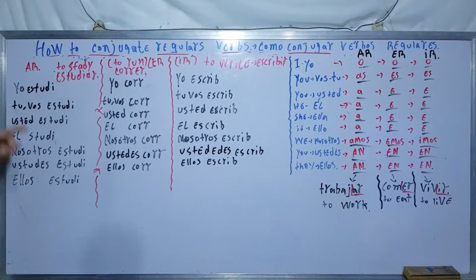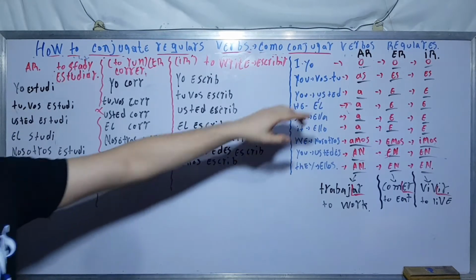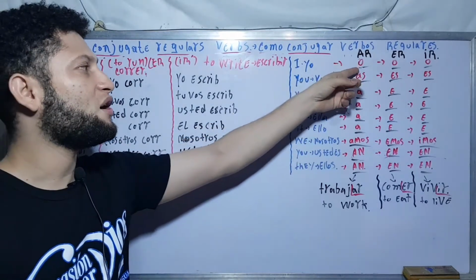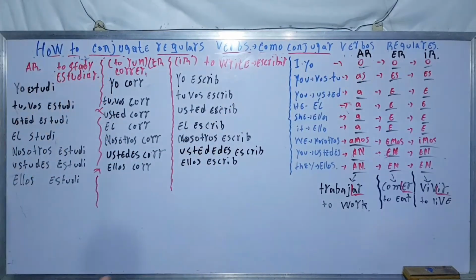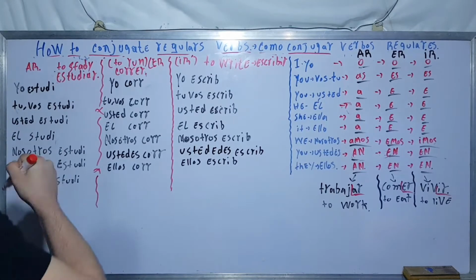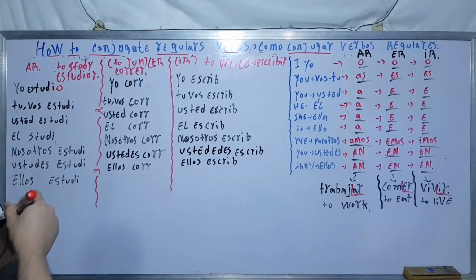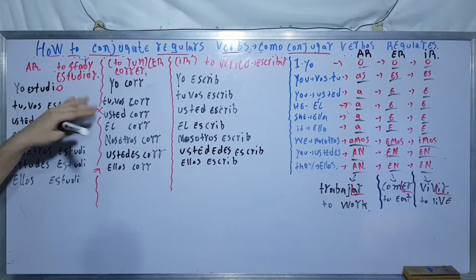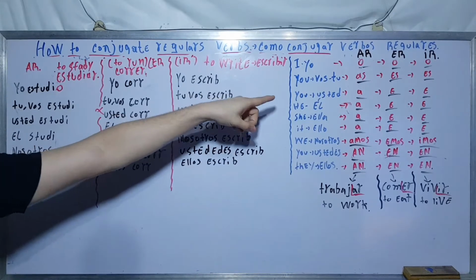The first one is I study. In Spanish it is estudiar. This is the infinitive form, but I need to remove the ending AR and add the letter O. You see, guys? Now it is yo estudio. Yo estudio.